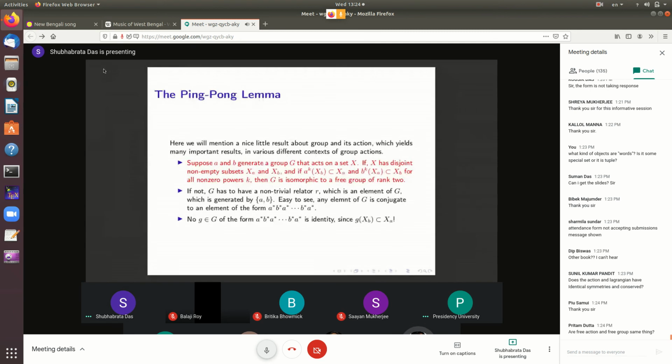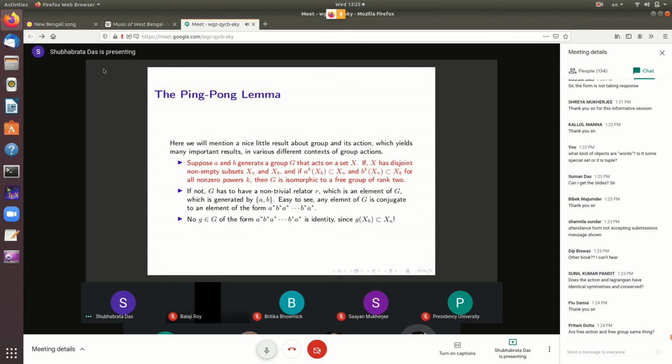Next, he also asked a similar question. Is it some special set or is it a tuple? No, it's not a special set. Just you construct it. You take a set which you call the alphabet, and from that alphabet you construct something which you call a word. A word is just like a monomial.